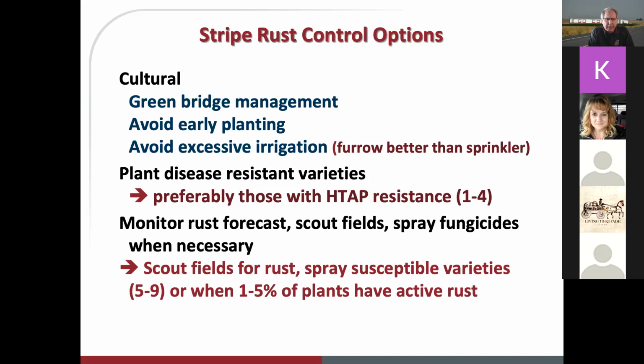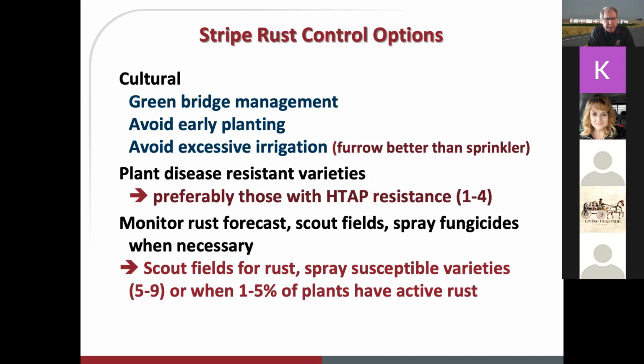Now, sometimes when you hear people talk about striped rust, you'll hear them talk about HTAP resistance, and that stands for high temperature adult plant resistance. There's two kinds of resistance for striped rust. One is called seedling resistance, and one is called adult plant resistance. And the adult plant resistance is preferred because it is effective against all of the races of striped rust that are present in the region.